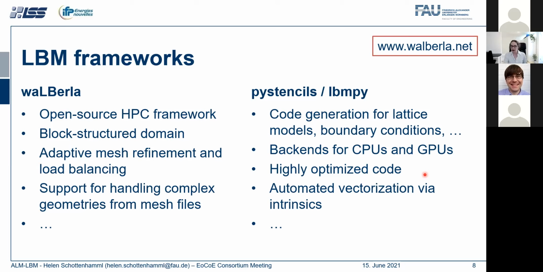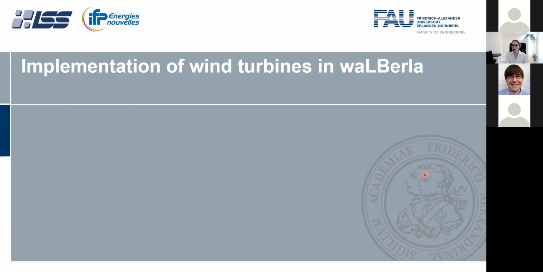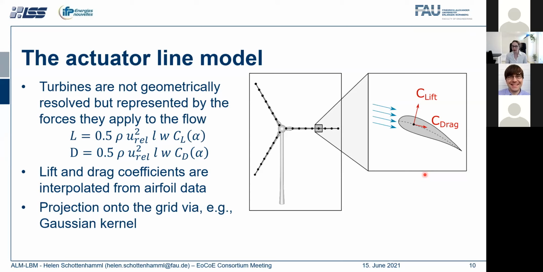Let's come to the wind turbines, because this is our main application, and how we implement them on top of waLBerla. For the wind turbines, we use the so-called Actuator-Line model, in which the turbines are not geometrically resolved, but instead we just approximate them by the forces they apply to the flow. In the picture, you can see a scheme of the Actuator-Line method. So every blade here is represented by one actuator line. And at every point of this line, we have some routine to calculate the forces.